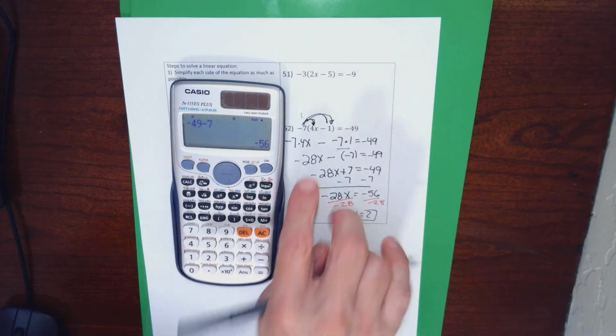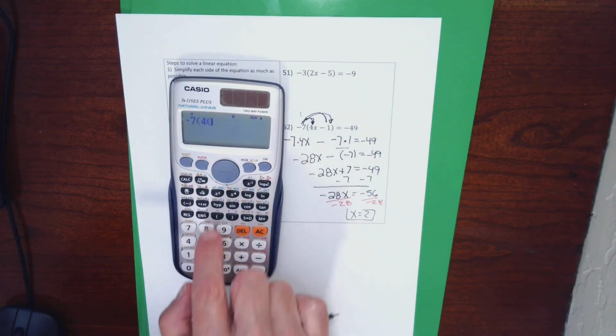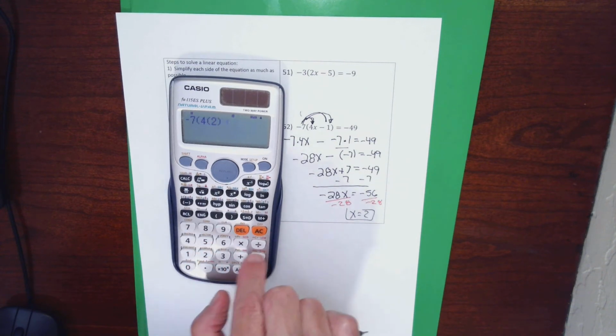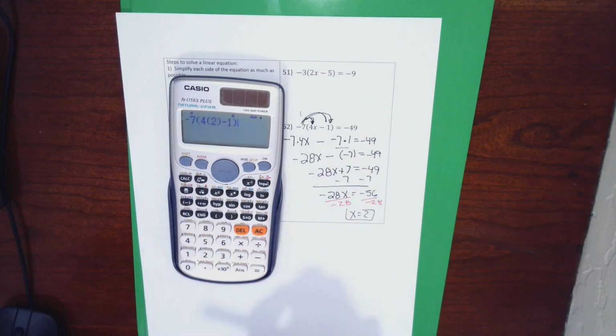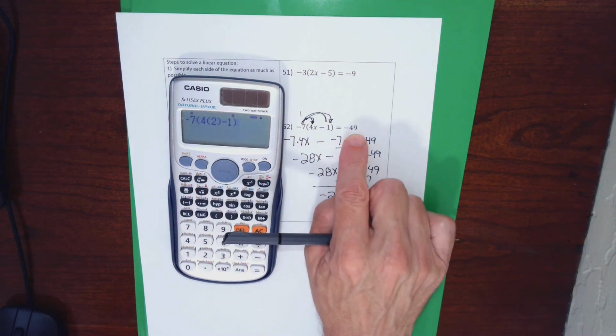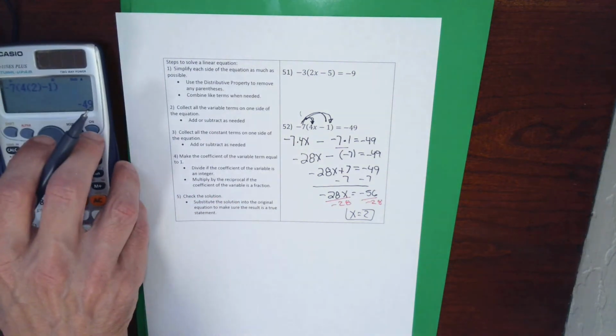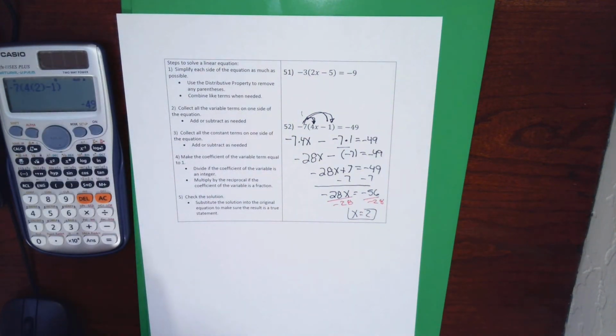Calculator check. So calculator, I'm just going to go negative 7, parentheses, 4 times 2 minus 1, not even writing anything down for my checking. That's the left-hand side with the x changed to 2. I better get negative 49 out. And I did. So I hit the mouse on my calculator. I thought it shut off the recording. I was like, ugh, but it didn't.